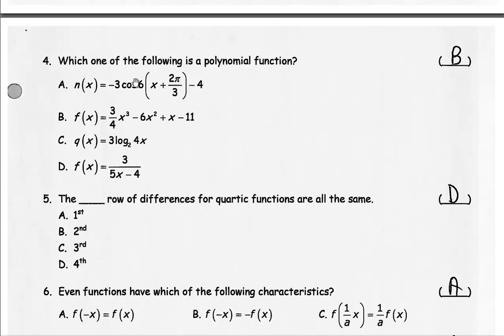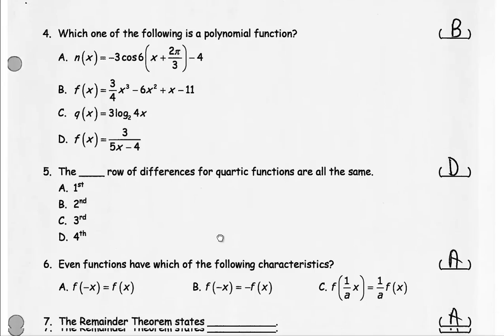This is actually a trig function because of the cosine. This is a logarithmic function because of the log base 2. And this is called a rational function because, now the 5x minus 4 is actually a polynomial, but it's 3, a number, over a polynomial function, so that makes that a rational function.